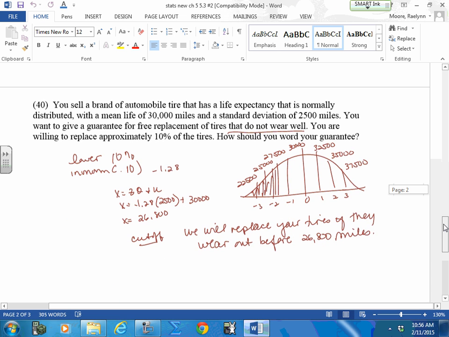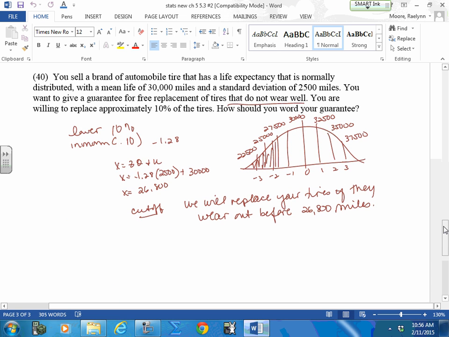Okay. Last one. I like this problem. Okay, you buy tires. Now, your tires are guaranteed a certain amount of miles. Usually whenever you go buy tires, they say these tires will last you 30,000 miles. But they don't say with a standard deviation of 2,500. They say these tires will last you approximately 30,000 miles.